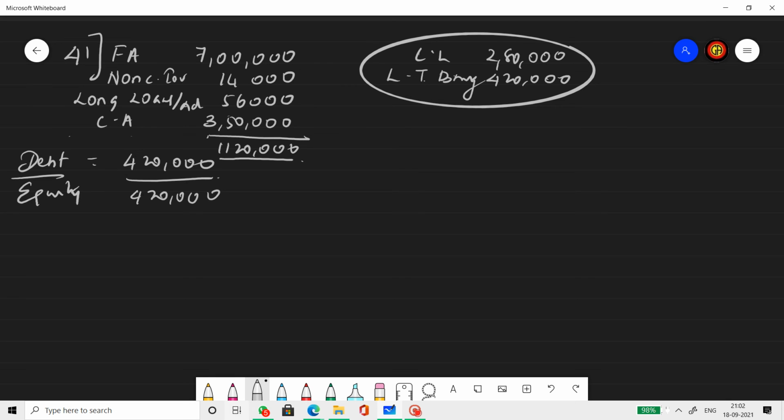Let's see that. Fixed asset is given as 8 lakh 40 over there. 1 lakh 40 is depreciation. Subtracted, you get 7 lakh as the book value of the fixed asset. Non-current investment given is 14,000. Long-term loans in advance 56,000. Current asset 3 lakh 50. So if you add all this, the asset side total is 11 lakh 20, which is equal to liability plus capital. Current liability is 2 lakh 80. Long-term borrowings, which is only the debt, long-term debts, that's 4 lakh 20.